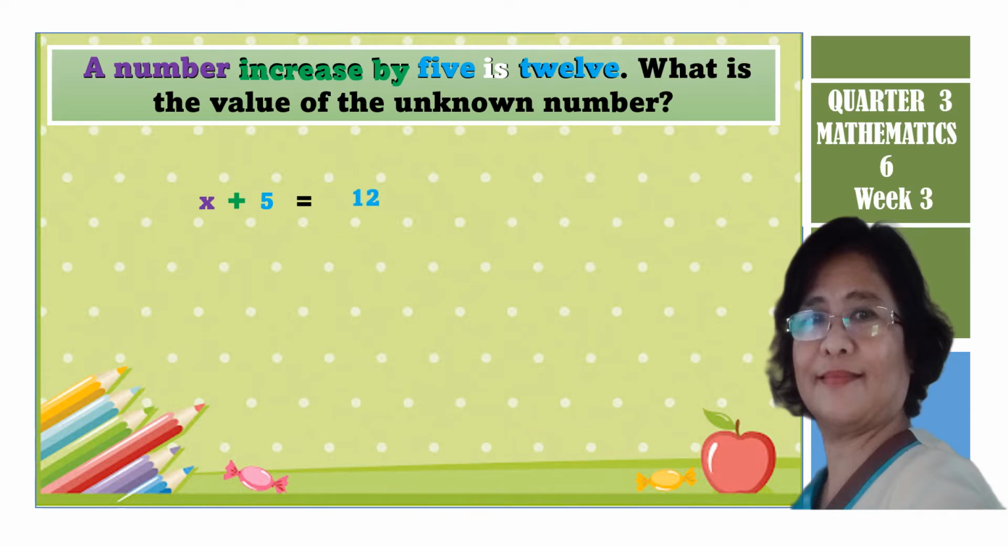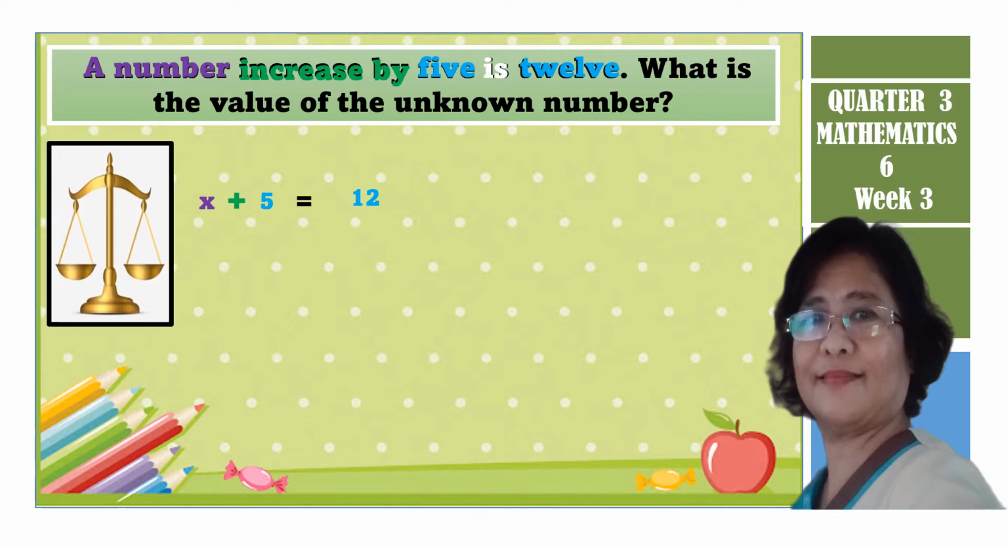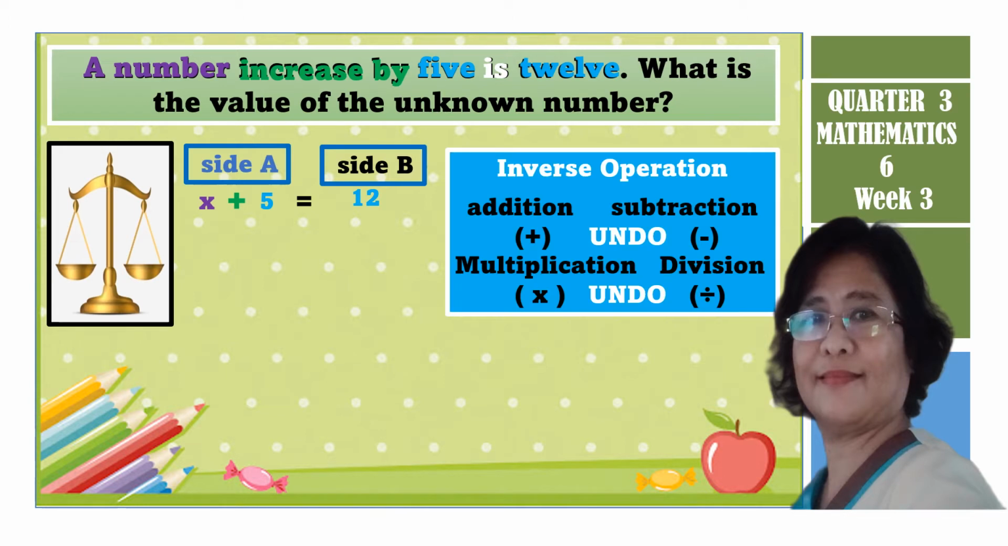So our translated numerical expression is x plus 5 is equal to 12. For us to solve this equation, we have to remember the balance scale, which means both sides are equal, and whatever is done with side A is also done in side B. And one thing more, we have to remember the inverse operation para ma-remove natin ang mga constant number at ang matira na lang ay ang value ng variables.